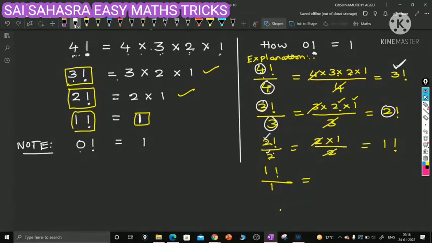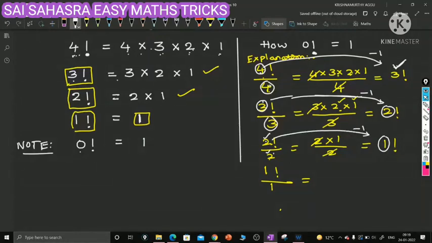2 is there, what did you get? 1 factorial. What is the relation you got here? Minus 1. Got it, no?